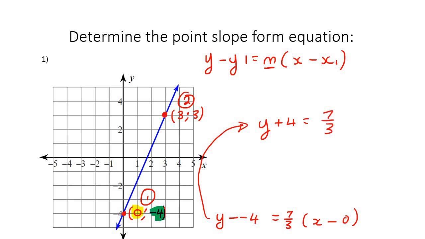Now remember, as we saw in the previous example, if it's x take away 0, then that's just x. So you just take away the brackets and you just leave it like that. And so that would be the final answer in point-slope form.